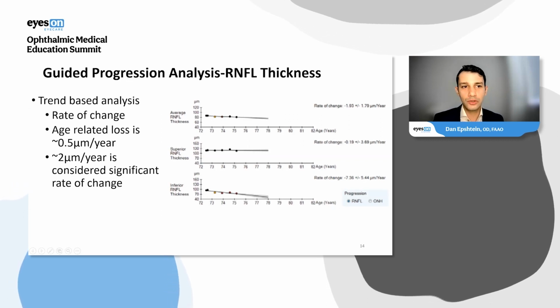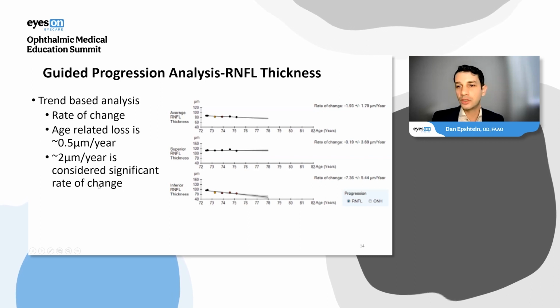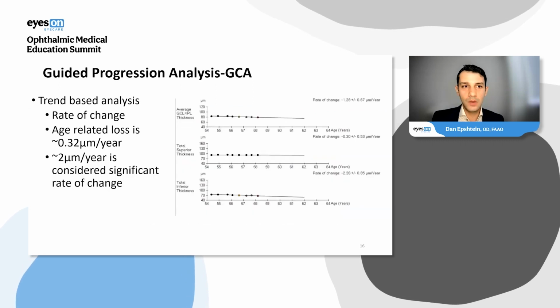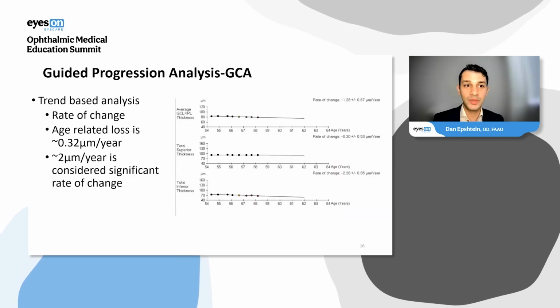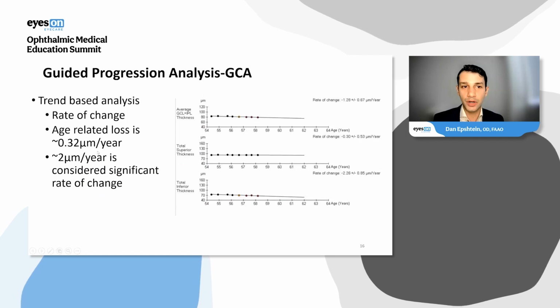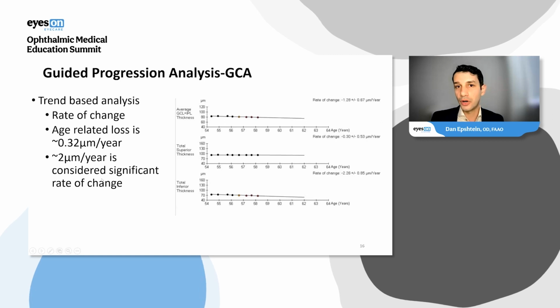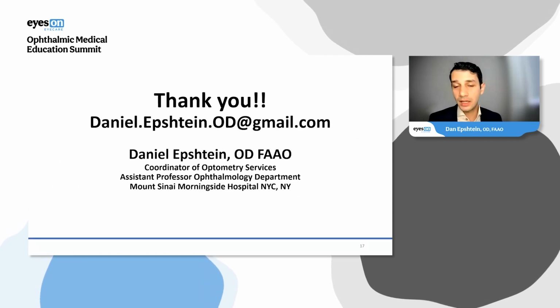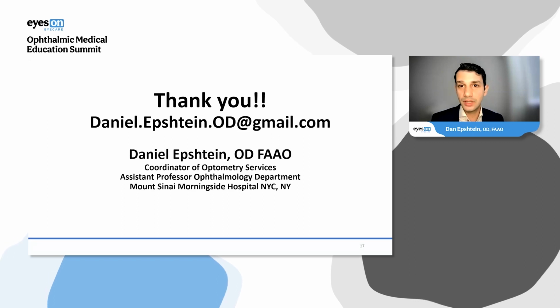So when you look at 2 microns per year of loss, that's going to be considered pathological change. And similarly, you can do the same thing with our ganglion cell measurements. But here, age-related loss is going to be considered about 1/3 of a micron per year, and pathological loss is about 2 microns per year. So thank you. Let's dive a little bit into this case here.